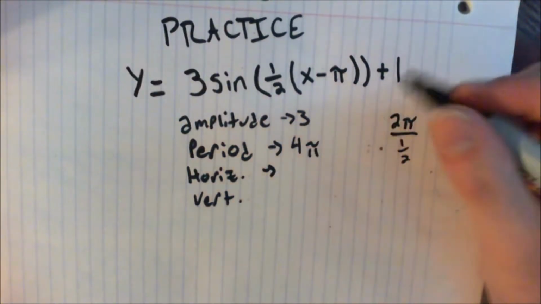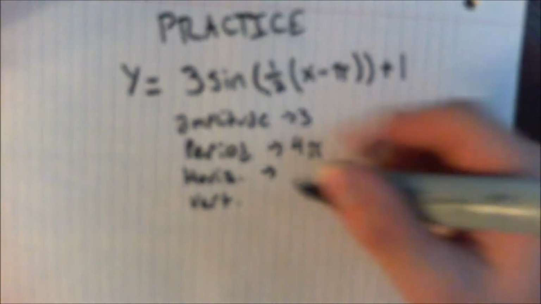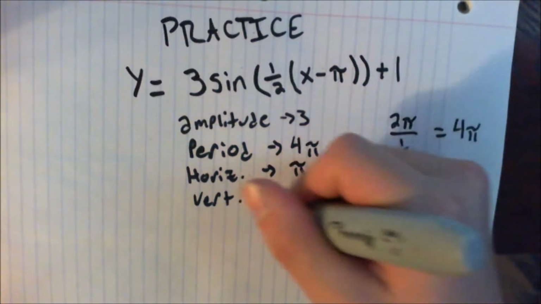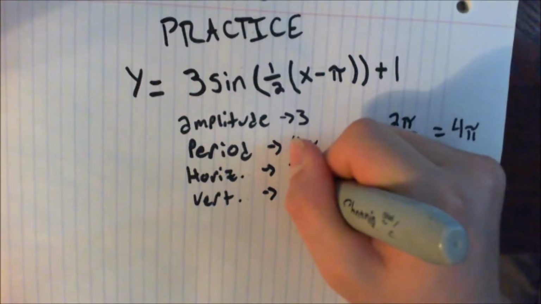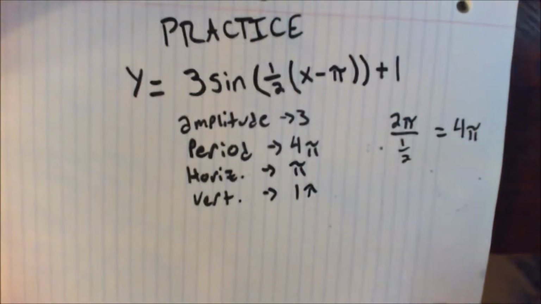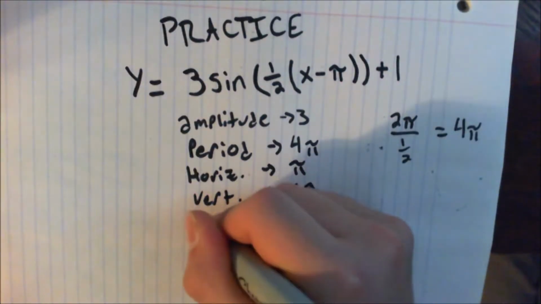Our horizontal translation, or our c value, is pi. And then our vertical translation is 1 unit up. Now that we have our basic information, let's go ahead and graph it.